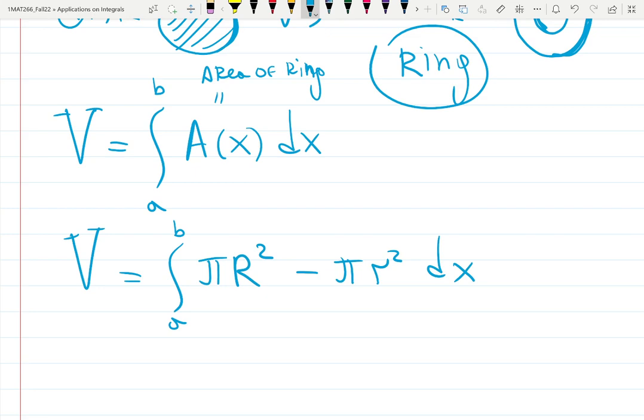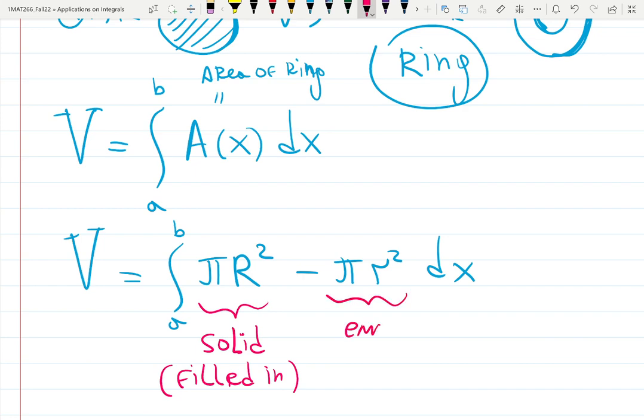Guess what the first pi R squared means? The area of the whole thing, the filled-in one. We call it solid or filled in, right? The filled-in part. So we're pretending there's no hollow piece inside, there's nothing empty inside. And then we're subtracting the empty part, or you call it hollow, right? So it makes sense: you have filled minus empty. That's what we're doing.